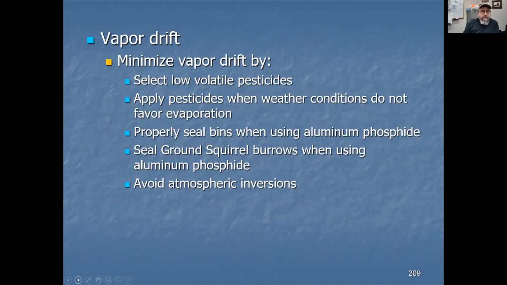Vapor drift. Minimize vapor drift by selecting low volatile pesticides. Apply pesticides when weather conditions do not favor evaporation. Properly seal bins if you're using aluminum phosphide. Seal ground squirrel burrows when using aluminum phosphide, and avoid atmospheric inversions.